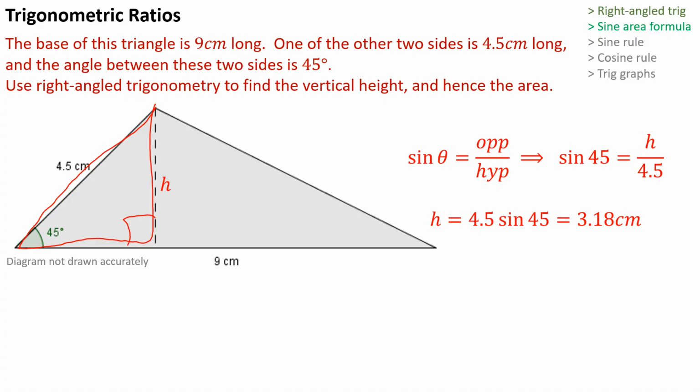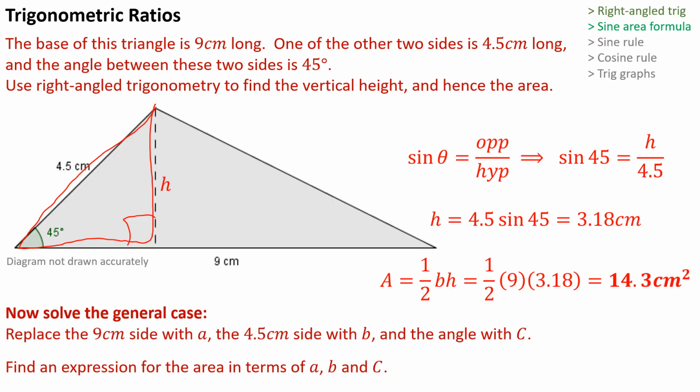The next thing we can do is rearrange to get the value for h, 3.18 centimeters. And finally, the area of the triangle is equal to half of the base times the height. And because the base is 9 and we now know the height, we can work out the area.